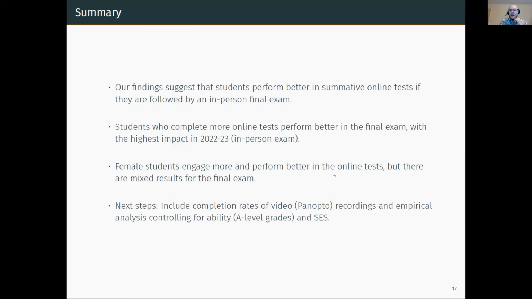As for our next steps, we are going to combine this with the data that we have from student completion rates for online recordings, which for us is a Panopto software that we use and integrate with the virtual learning environment, and then also do an empirical analysis that controls for ability via students' A-level grades and then socioeconomic status.